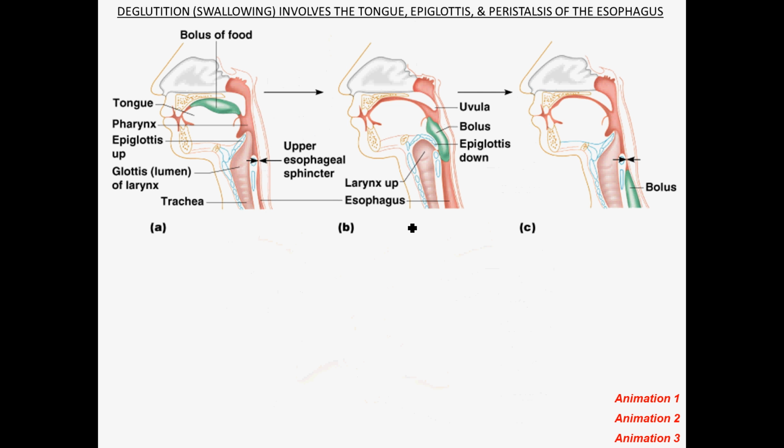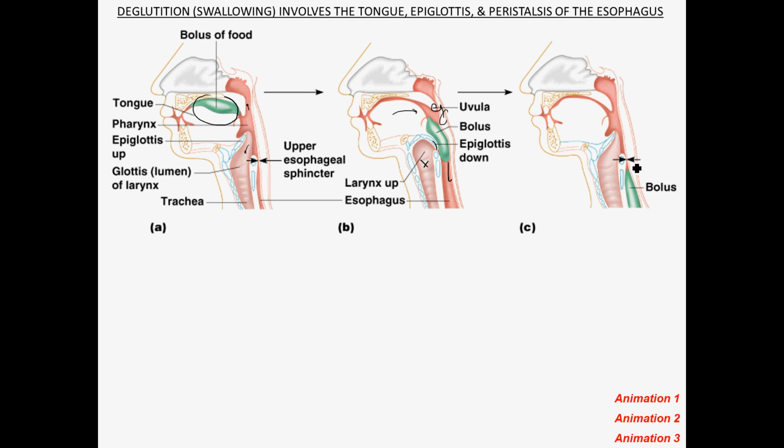So deglutition involves the tongue, the epiglottis, and peristalsis of the esophagus, as well as the muscles of the pharynx and the uvula. Here's a static image from left to right of the food bolus in the mouth in green. Notice that the uvula and the epiglottis are not covering the opening to the nasopharynx or to the larynx yet, but when the tongue pushes the food bolus back, the muscles of the pharynx will also contract and lift up. The uvula then closes off the nasopharynx, and the food bolus is in the oropharynx, and the epiglottis is then pushed down and covers the larynx, so that the food goes down the esophagus and not down the trachea.